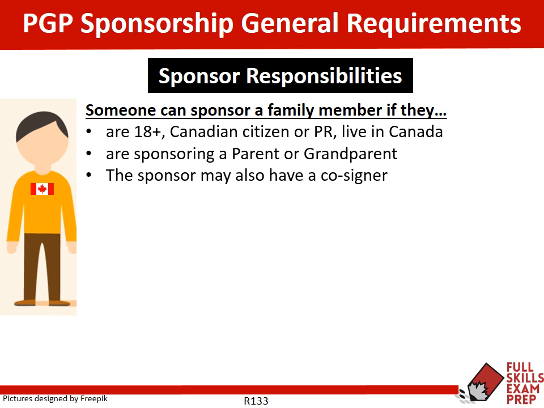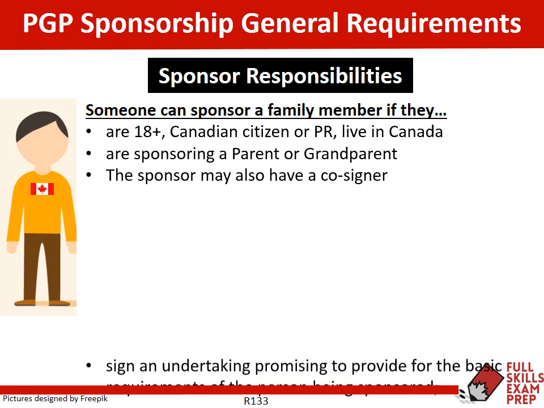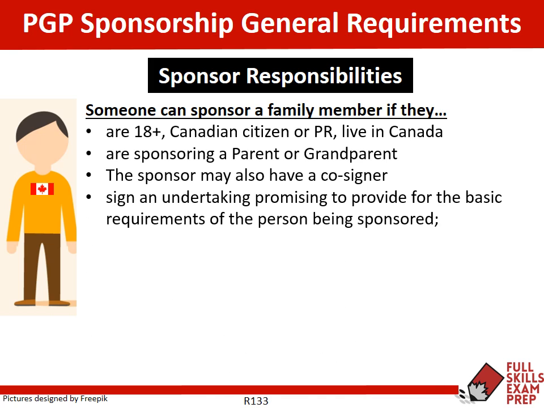All right, a person can have a co-signer in there. That co-signer would need to be a spouse or common law partner. They have to sign an undertaking. Now, this is basically a contract between the person and the government. What they are saying is that they'll provide everything that the person being sponsored needs in order to live in Canada and live comfortably, I suppose.